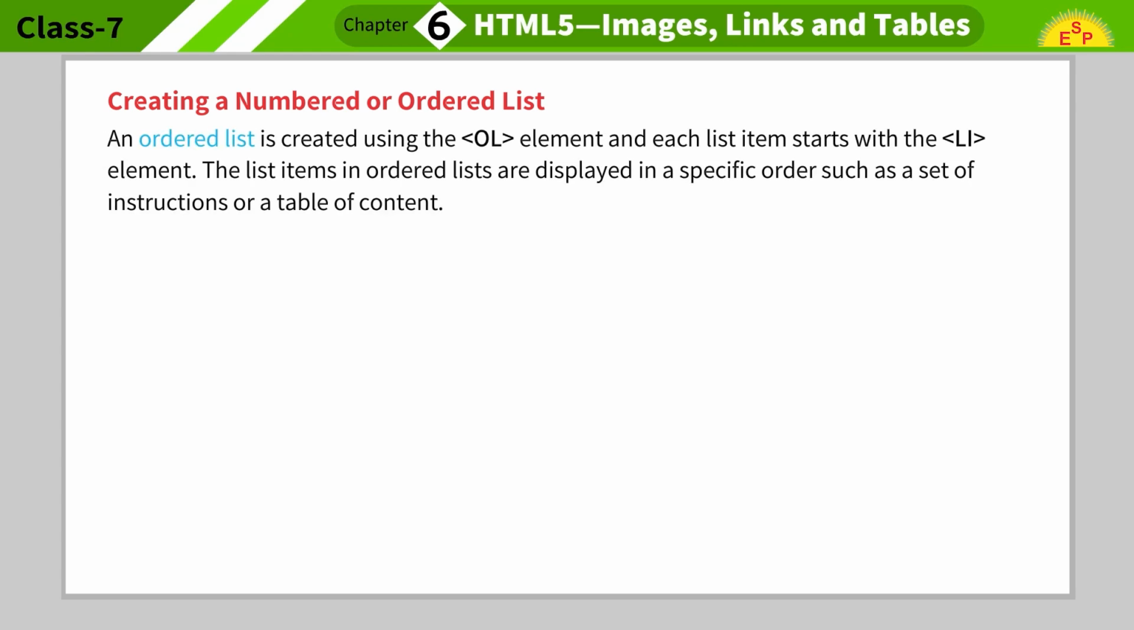Creating a numbered or ordered list. An ordered list is created using the OL element and each list item starts with the LI element. The list items in ordered lists are displayed in a specific order, such as a set of instructions or a table of contents.